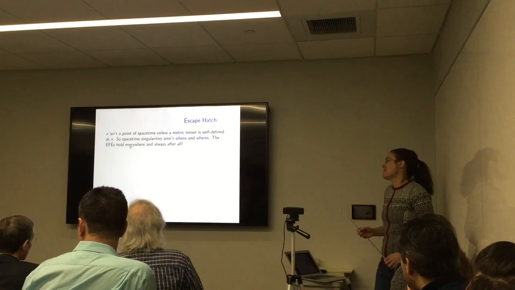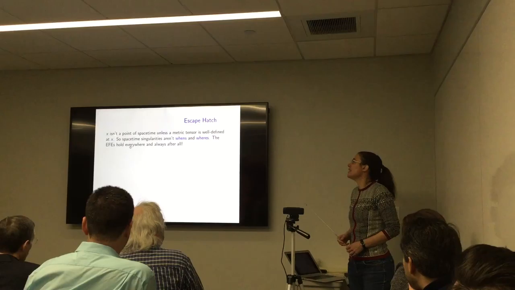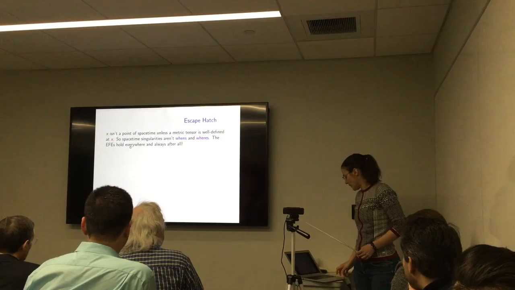It's to claim about something at a point of space-time. In order to be at a point of space-time, you've got to be such that you admit the definition of a metric tensor, maybe a stress-energy field. So space-time singularities aren't really wheres and whens. They're not points of space-time. And so the Einstein field equations hold everywhere and always, after all. A kind of escape hatch.